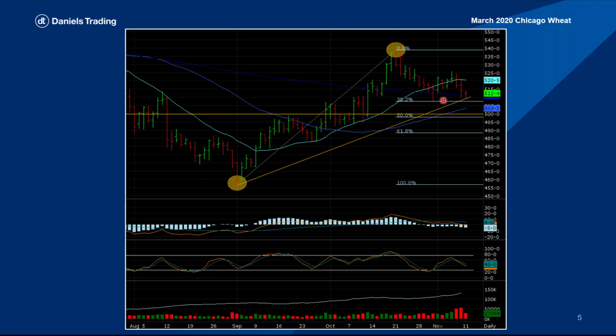So going to be patient on this one. This one may not set up for a few days or later this week, but keep your eyes out for the March 2020 Chicago wheat setting up a potential long entry.